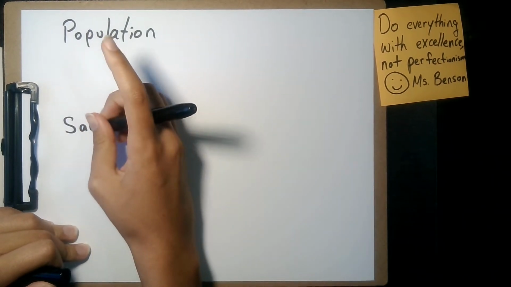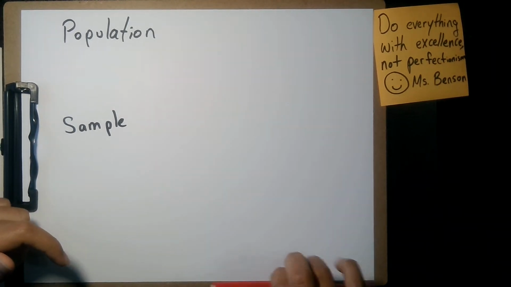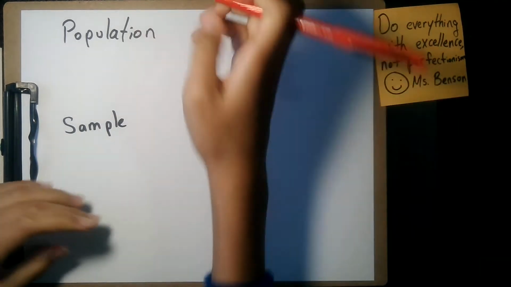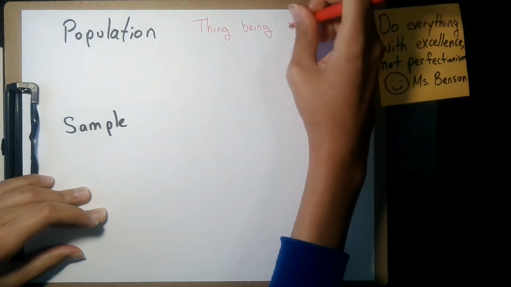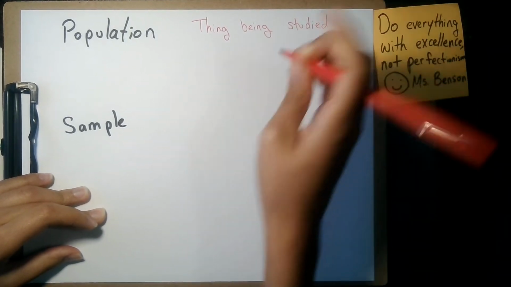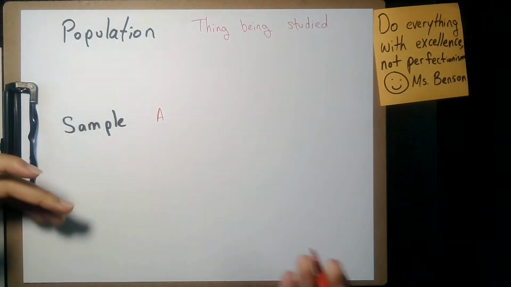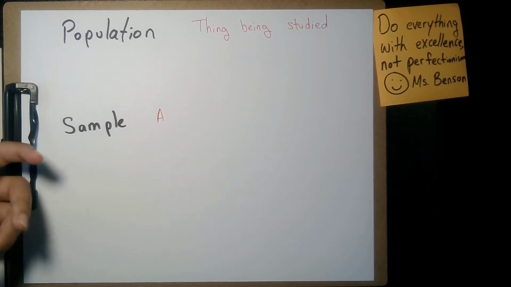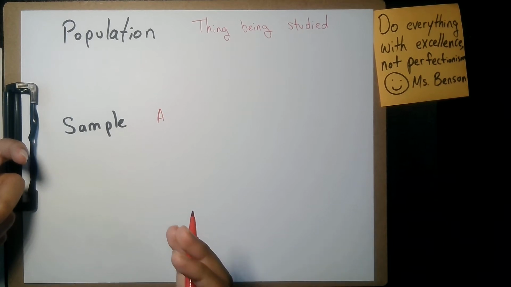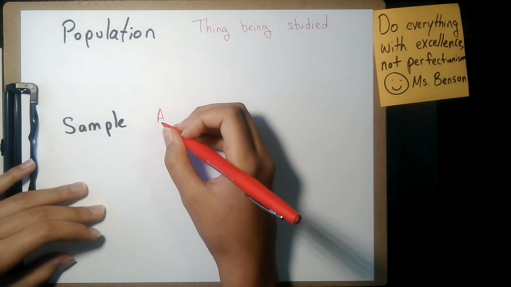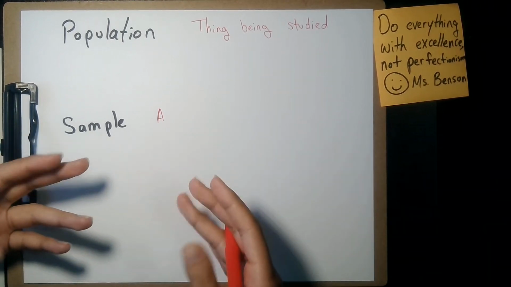So then here we have a sample. So the population is the thing being studied. And then a sample is a representative piece. Well, the piece would have to be representative. How do we know it's going to be representative? Well, it needs to be an accurate representation. And I'll go into an example to see if a sample is a proper sample of a population.